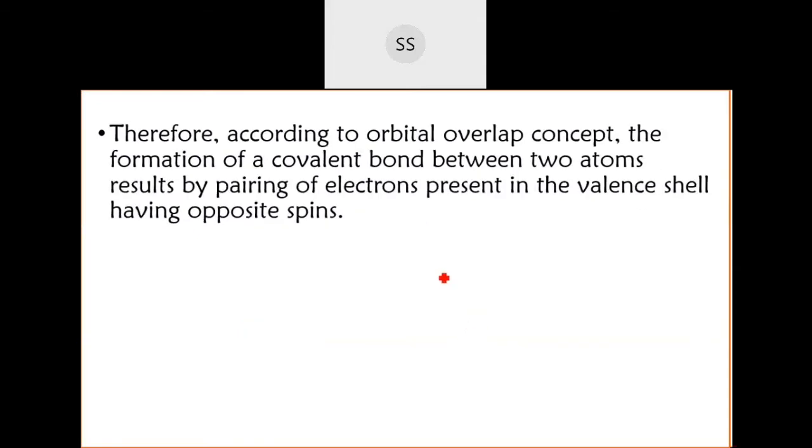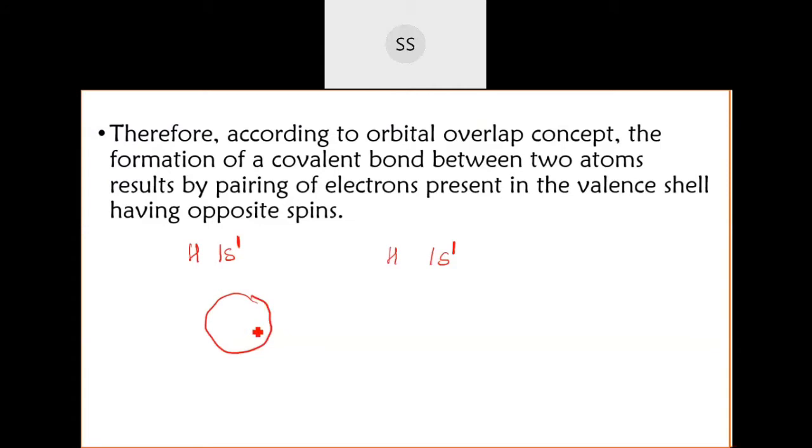And then when this bond is being formed, like in this case of hydrogen, one hydrogen has one electron in the s orbital, and another hydrogen also has one electron in the s orbital. So when they combine together, when they fuse together, these electrons will start pairing with one another. These opposite spin electrons will start getting paired with each other.